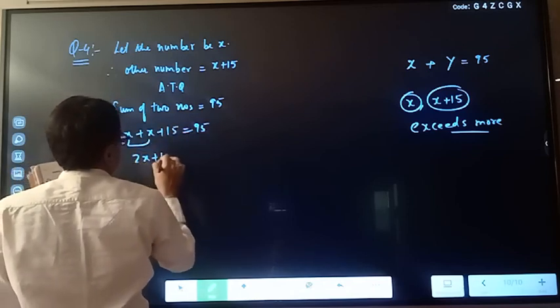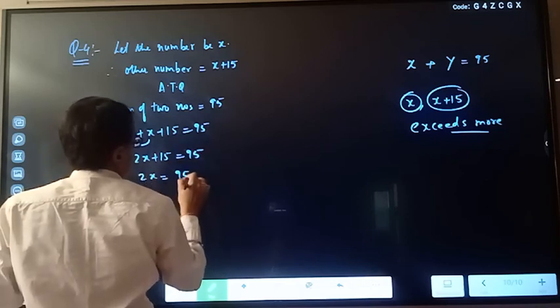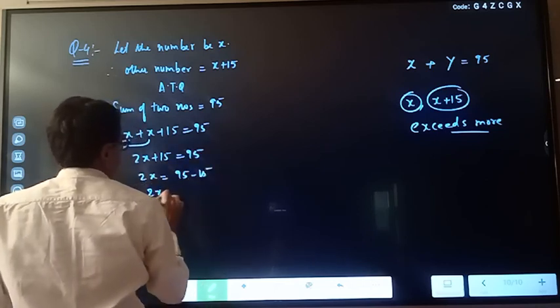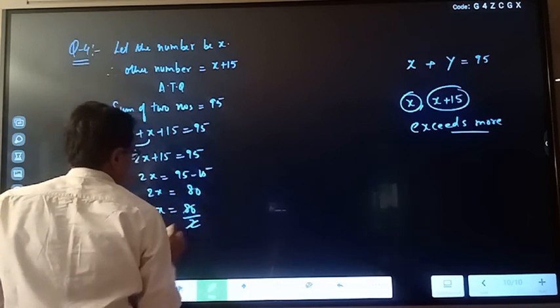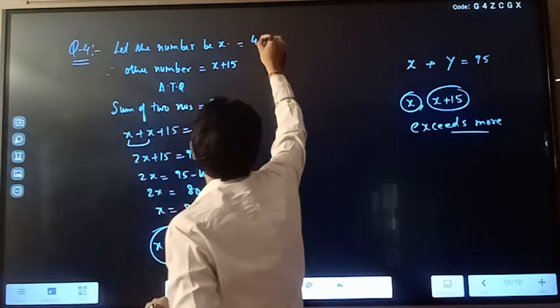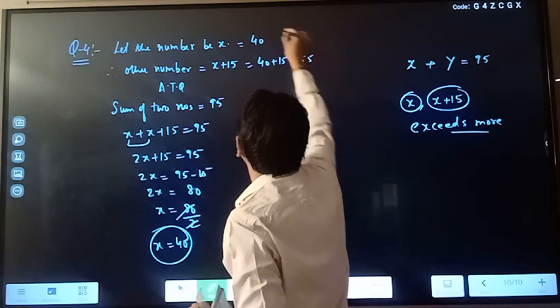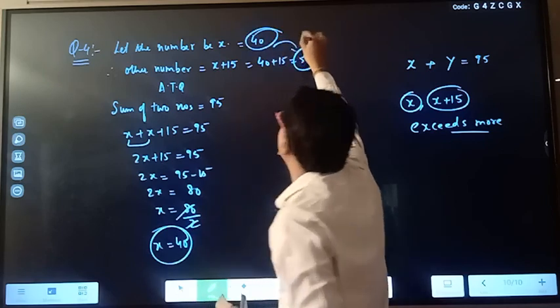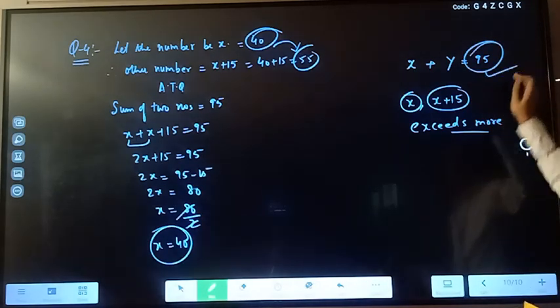Therefore, x plus x plus 15 is equal to 95. 2x plus 15 is equal to 95. 2x is equal to 95 minus 15. 2x is equal to 80. x is equal to 80 by 2. x is equal to 40. So one number is 40. Another number is 40 plus 15, that's 55. If you add them, you'll be getting 95. So that's why the sum of two numbers is 95.